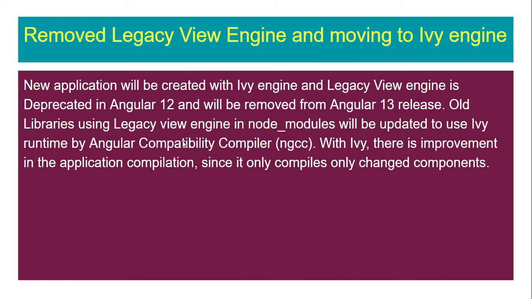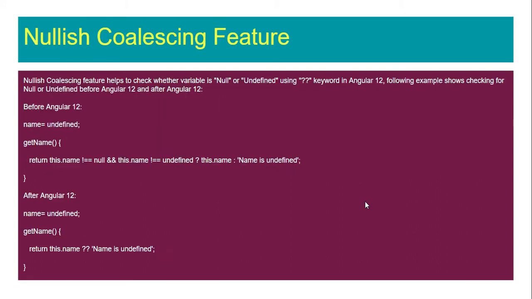The first one is removed legacy View Engine and moving to Ivy engine. Angular has introduced the new Ivy engine and they are now going to implement it from Angular 12, and the older legacy View Engine will be deprecated in the Angular 12 release and will be removed from the Angular 13 release. So we all know with Ivy there is improvement in the application compilation because only the changed components will be compiled. Old libraries which were created using legacy View Engine in node modules will be updated by the Ivy runtime using Angular compatibility compiler, NGCC.